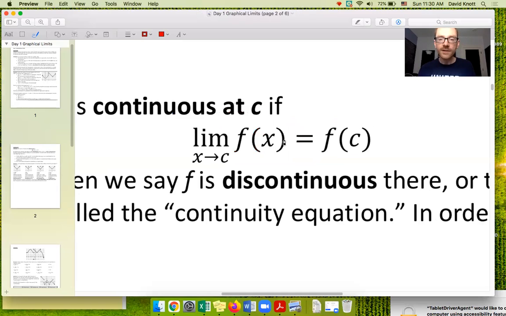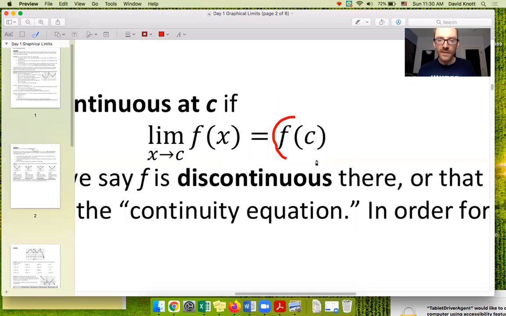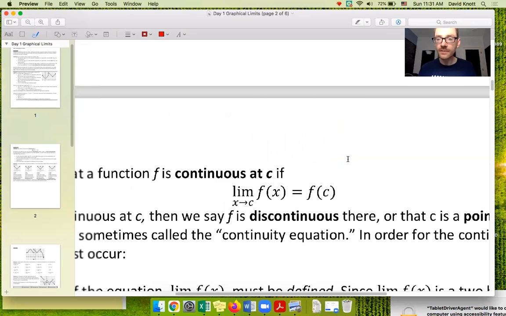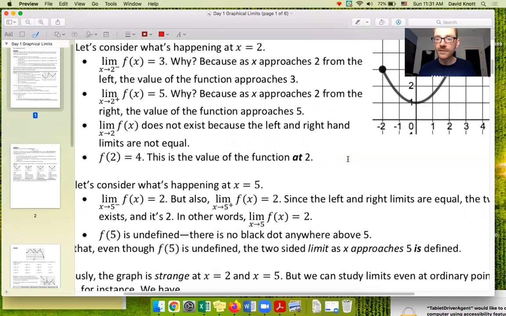Let's look at the right-hand side of this equation, f of c. That's the value of the function at c, right? That expression can also be undefined. It's possible that the function is just undefined at c. Maybe, for example, putting c into the function gives you a 0 in a denominator. That's undefined, right? Or maybe the graph of the function looks something like this.